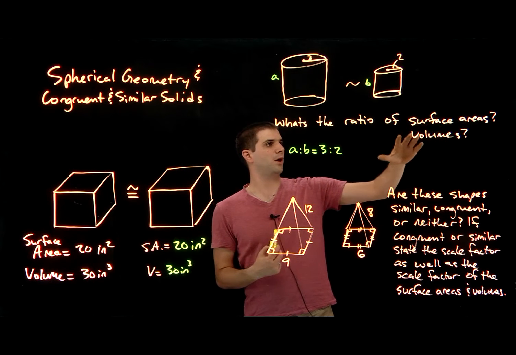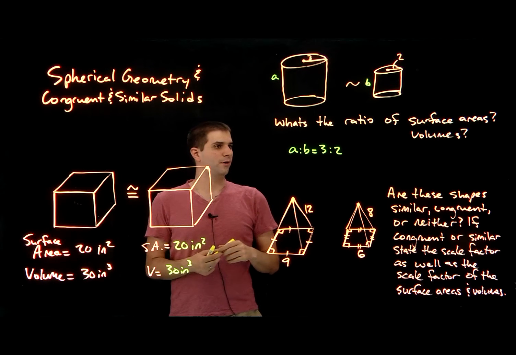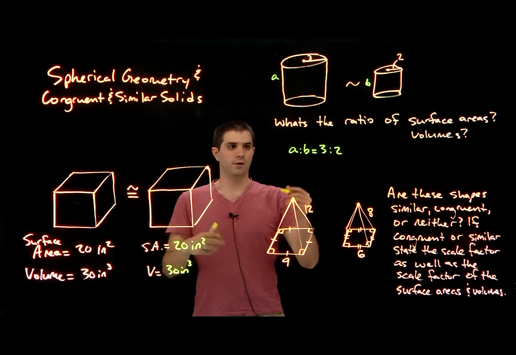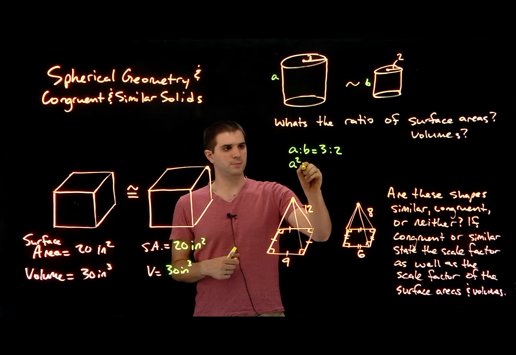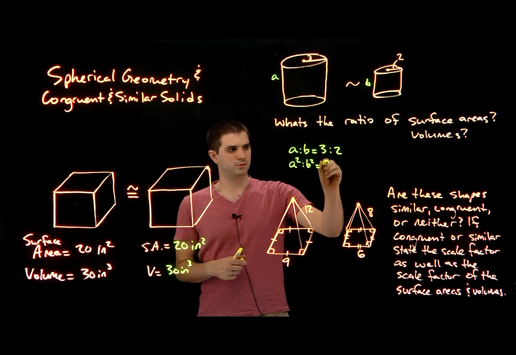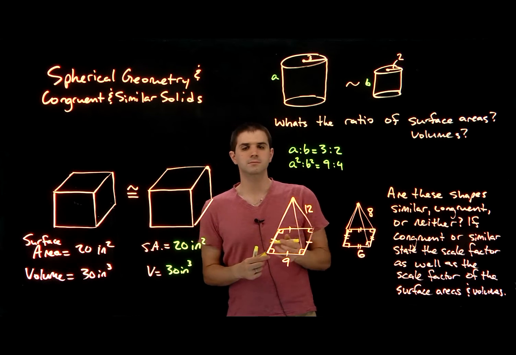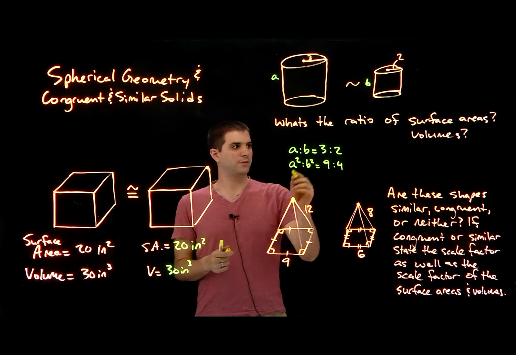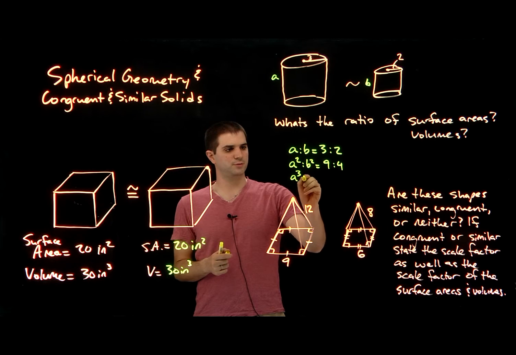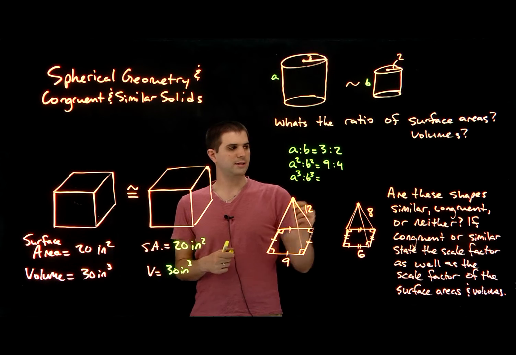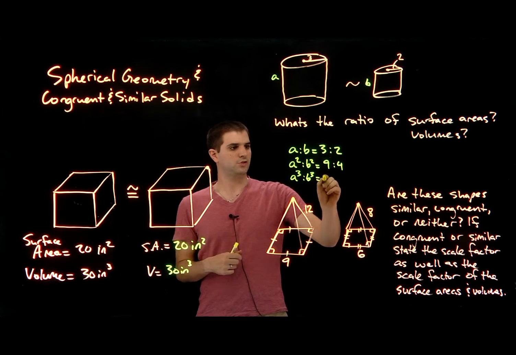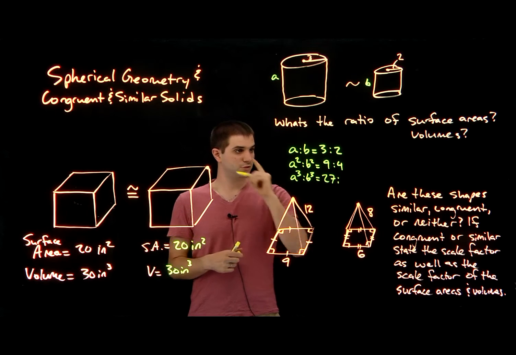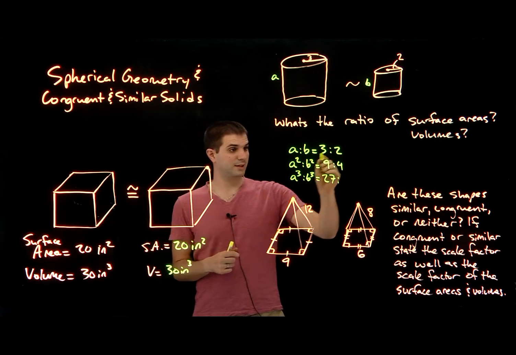So the question is, what is the ratio of the surface areas? Well, then we know that A squared to B squared equals 9 to 4. And we know that the ratio of A cubed to B cubed equals 27 to 8.